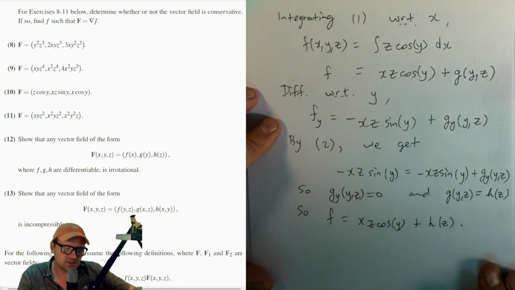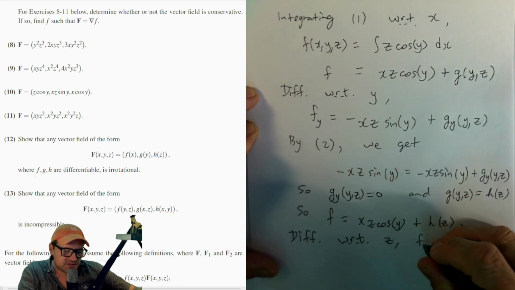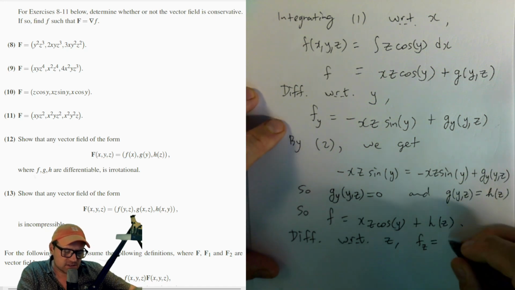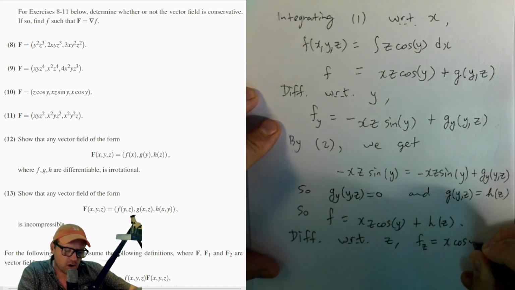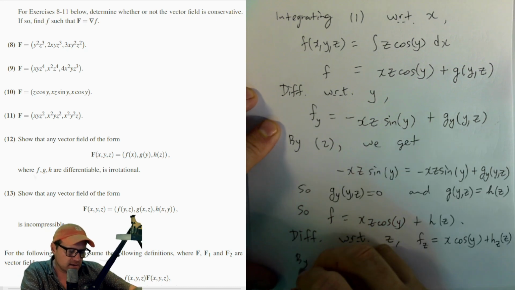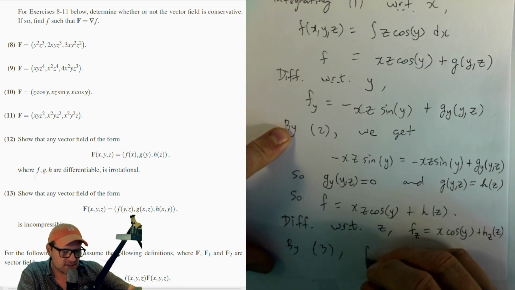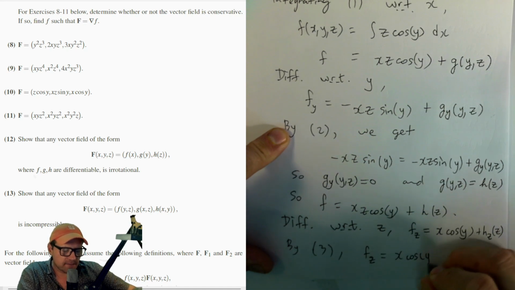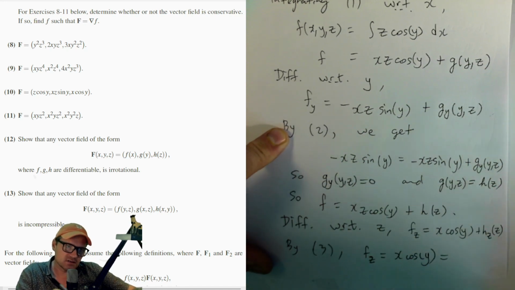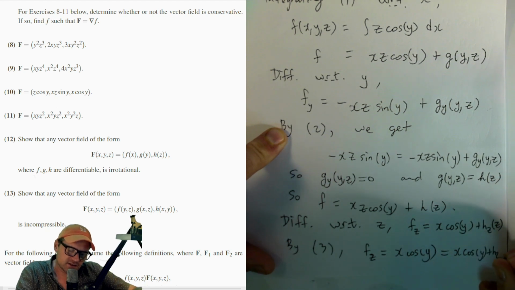Okay, so now differentiating this with respect to z partially, we have f subscript z equals x cos of y plus h subscript z of z. And by equation 3 here, f subscript z is x cos of y, and so matching equations gives us that this is x cos of y plus h of z, or h subscript z of z.